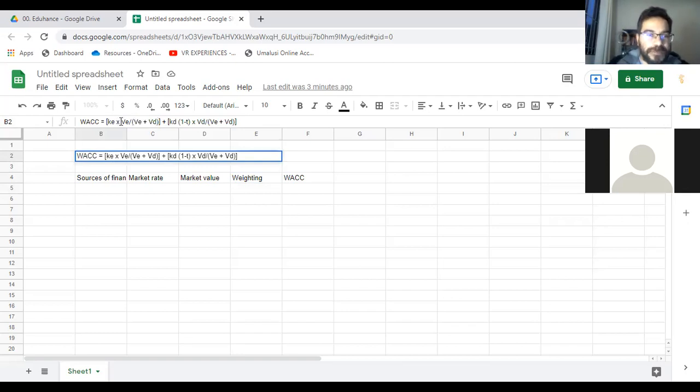So when we say equity over capital structure, we are saying what percentage of the capital structure is funded through equity. And that is what we're getting, the weighting of equity. Over here, once again, you can see VE plus VD is the same thing as the other side, which is the company's capital structure. So here we are saying what percentage of the capital structure is funded through debt. So this whole thing over here is the weighting.